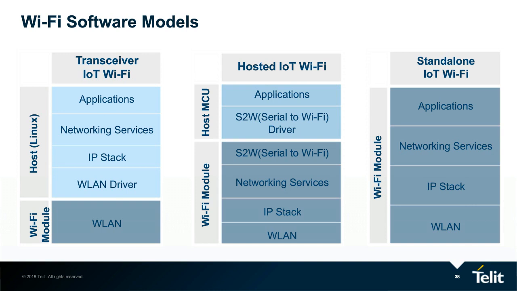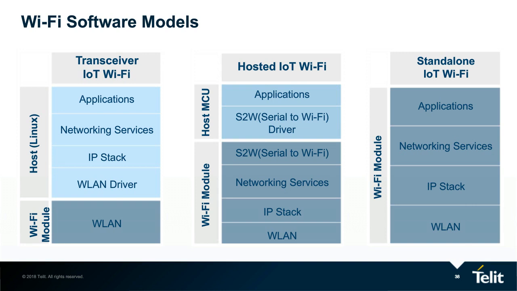One is typically called transceiver IoT Wi-Fi, where the Wi-Fi module or Wi-Fi silicon is attached to a host MCU, for example a very powerful MCU running Linux, Android, WinC, etc., which hosts the networking services, the entire IoT application, the IP stack, and everything. So in this case, the Wi-Fi module merely works as a transceiver. It just gives us a pipe for the transfer of data between the device and the cloud.